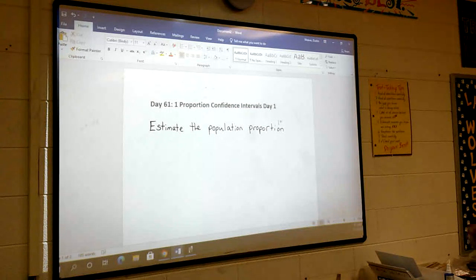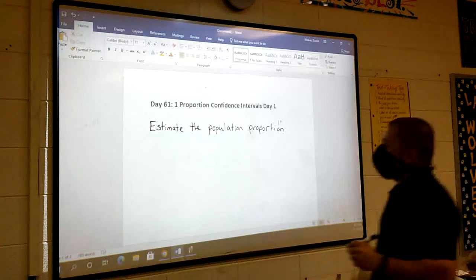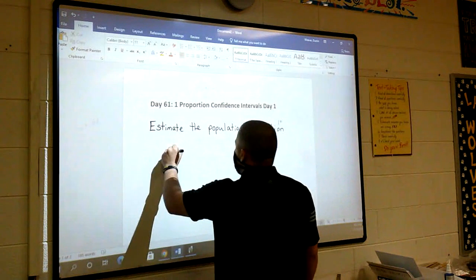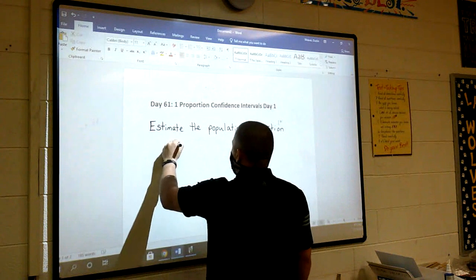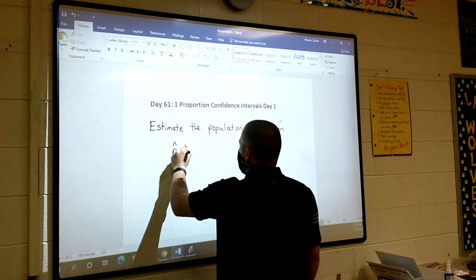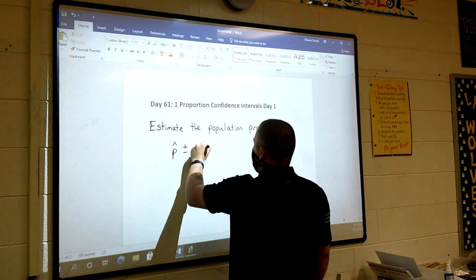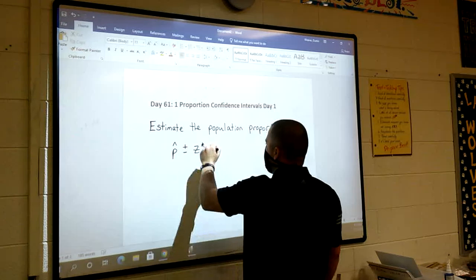Now, all of these have a formula. That formula is, I'll show you where it's kind of connected on the formula sheet, your AP Stats formula sheet, it's on there. But here is the formula. It is p hat plus or minus this. You'll see what this is in a minute.